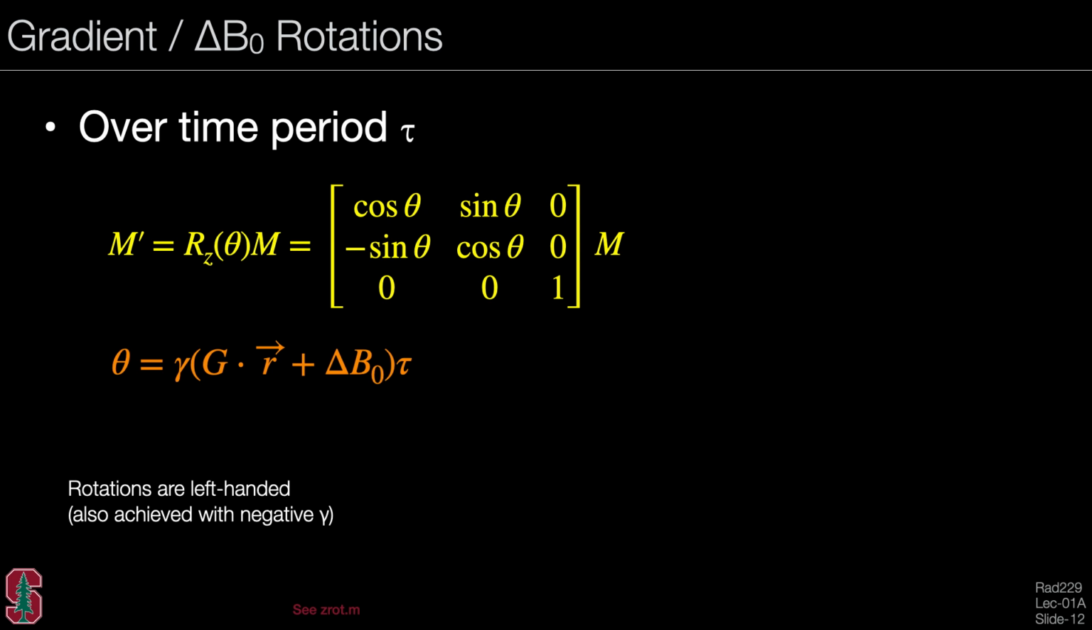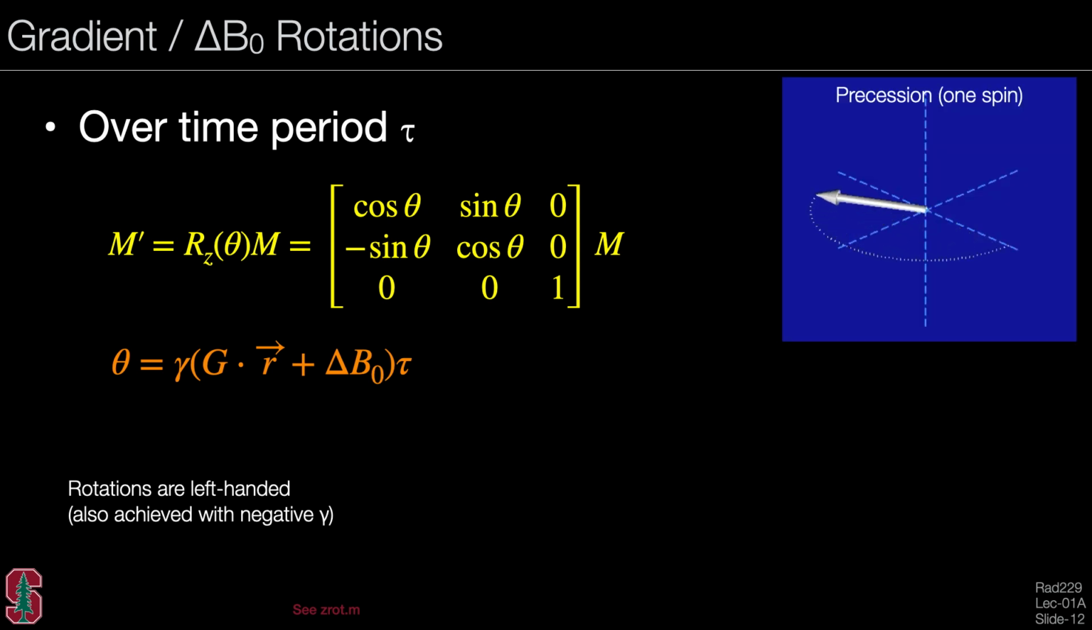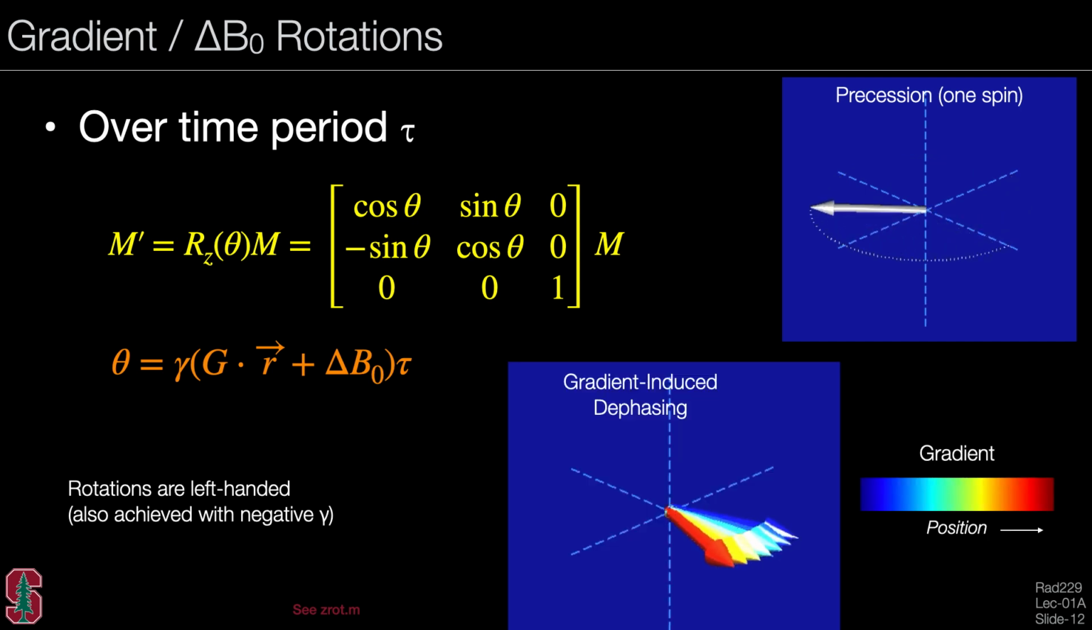So this is just an example of precession from one spin here. If we have one spin, it's precessing around the z-axis. Now if we apply a gradient, there are many different ways to illustrate this, but basically at different positions, the spins are seeing different amounts of precession, and this video is just repeating here.